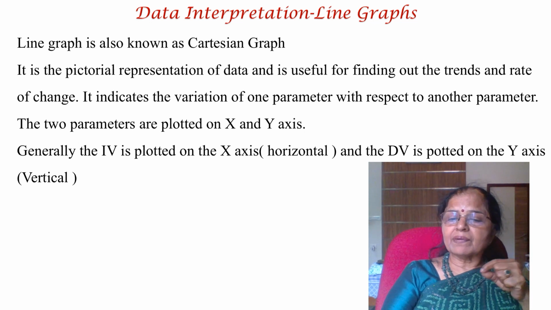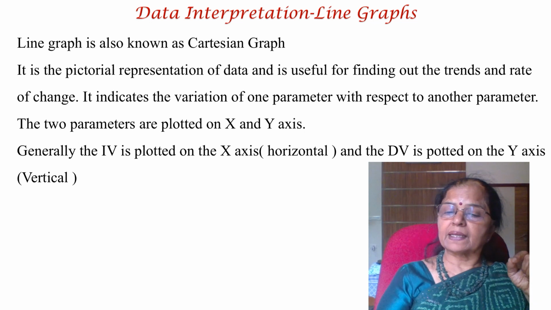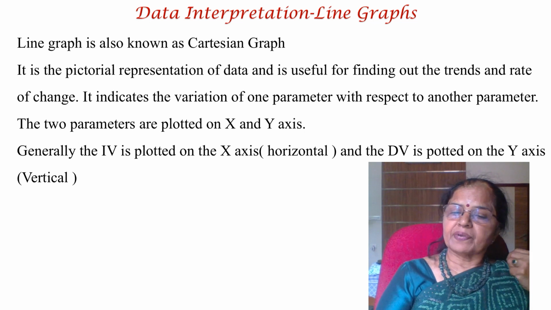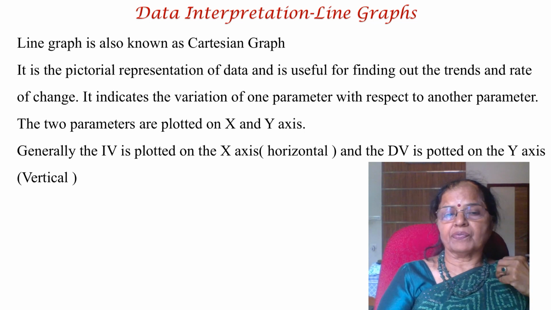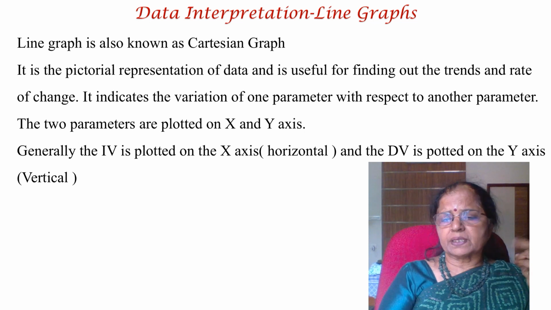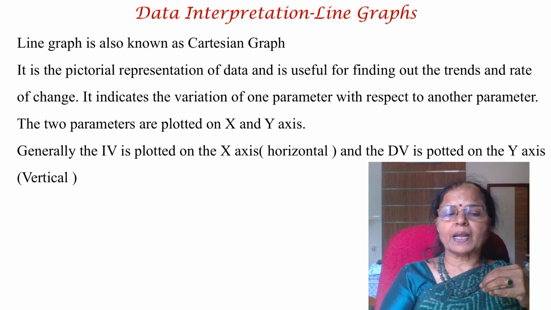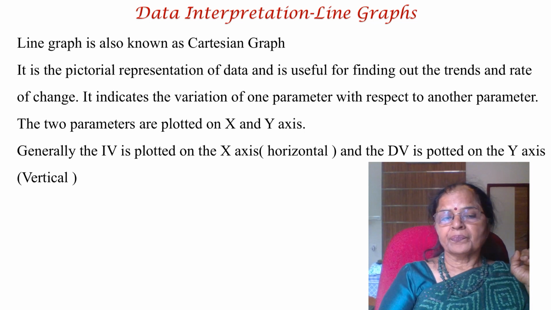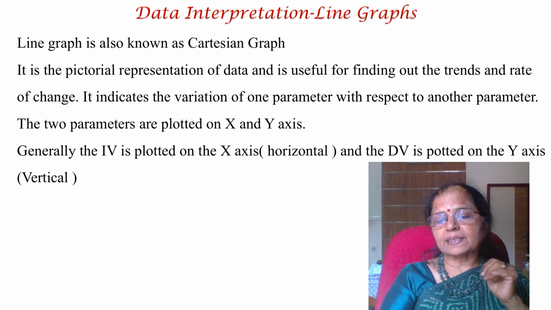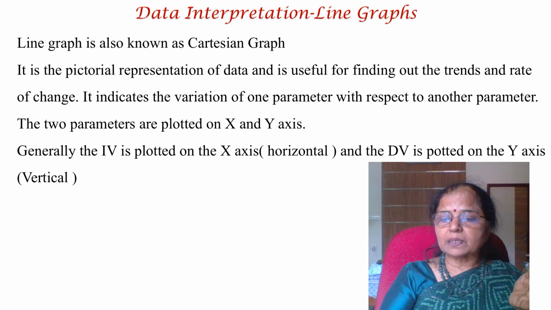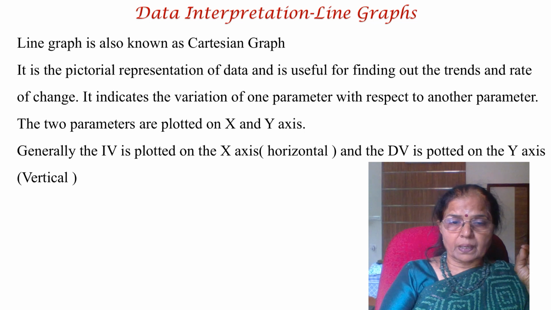So this line graph, being a mathematician, he invented, which is also named after him, Cartesian graph, where two parameters, again duality, two parameters are taken into account, and the variation of one parameter with respect to another parameter is drawn in the form of a line. So the values of two parameters are plotted on the x-axis and y-axis of a graph: the x-axis, which is the horizontal axis, and the y-axis, which is represented by the vertical axis.